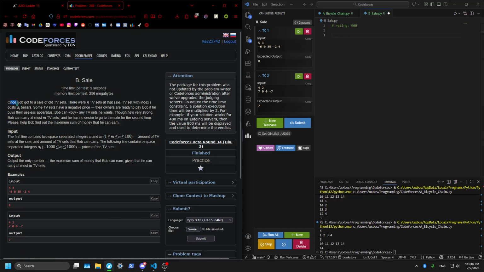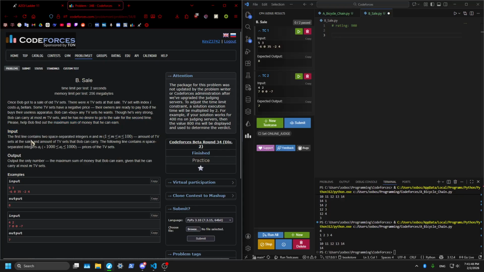Sale. Once Bob got to a sale of old TV sets, there were n TV sets at the sale. TV set with index i costs a_i bellers. Some TV sets have negative price. Their owners are ready to pay Bob if he buys their useless apparatus. Bob can buy any TV sets he wants. Though he's very strong, he can carry at most m, and he has no desire to go to the sale for the second time. Help him find the maximum sum of money he can earn.